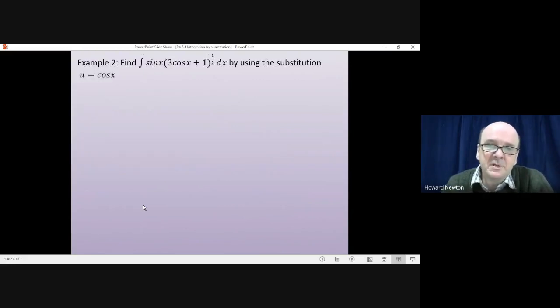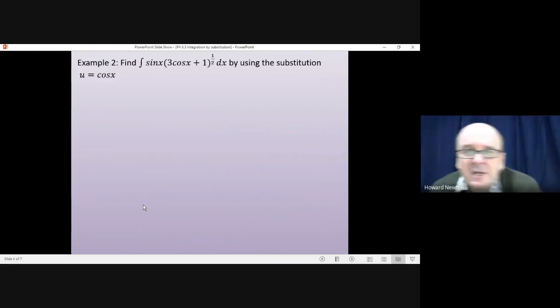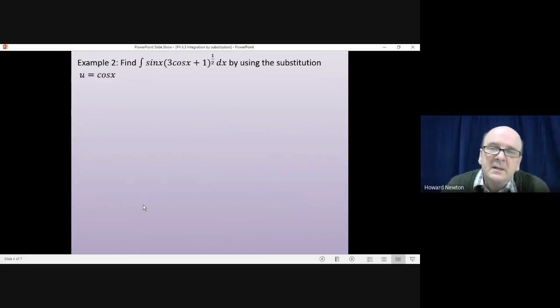Okay, example 2. Find what looks like a quite complicated integral by using the substitution u equals cos x. Now again, I'll take you through the first half of this question, because something happens in this question which frequently happens in this type of question.